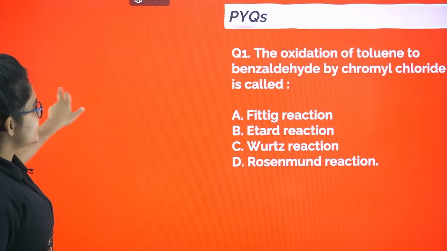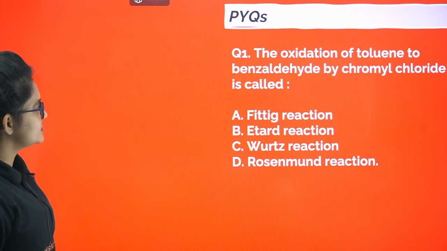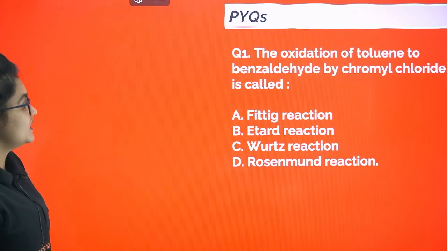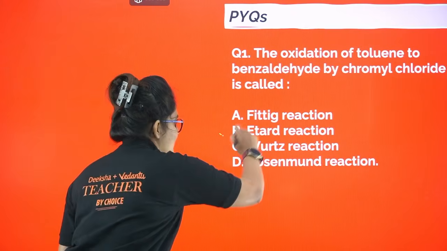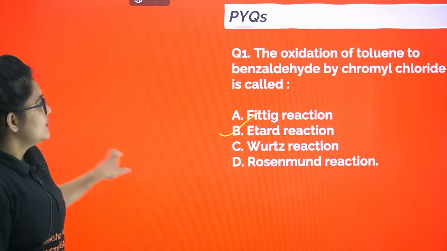Let's proceed. Some PYQs are there. The oxidation of toluene to benzaldehyde by chromyl chloride, what type of reaction? Etard reaction.